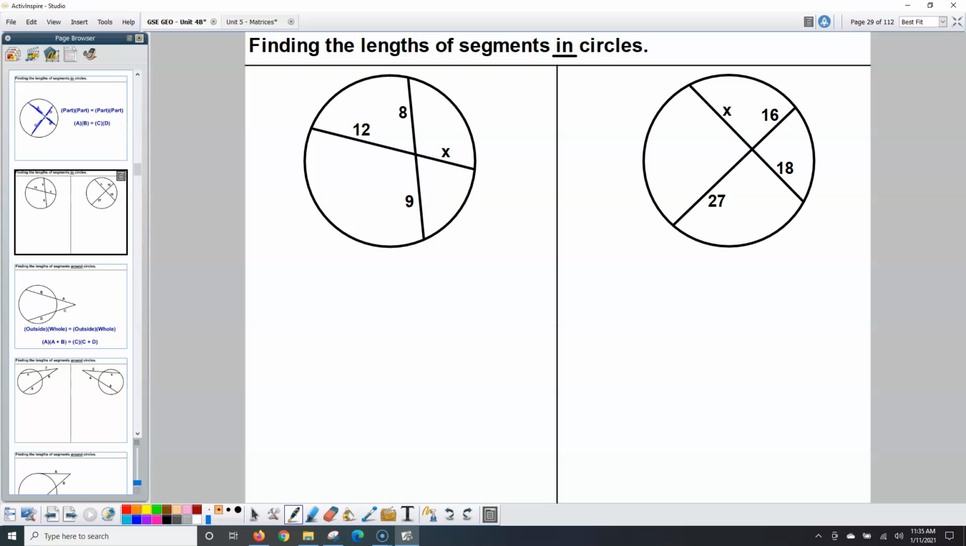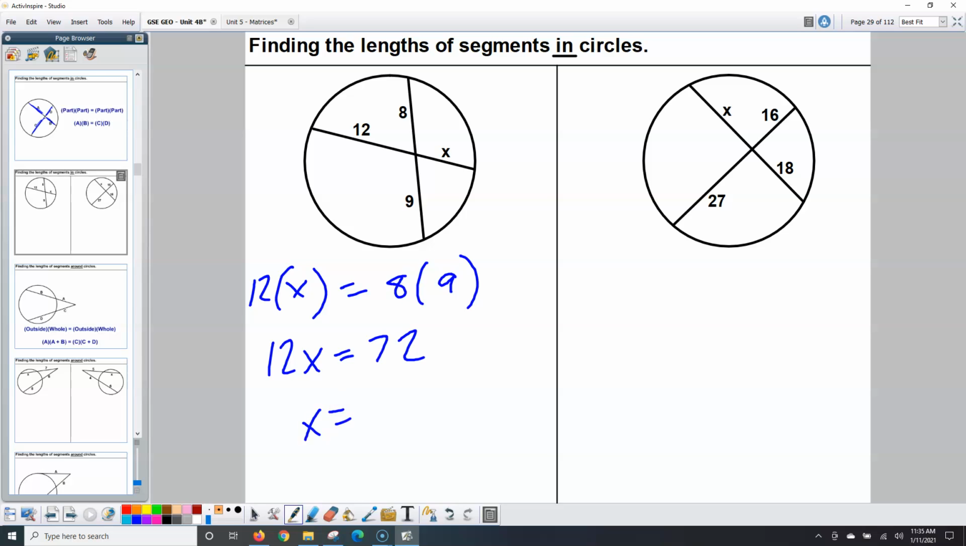So I've got part 12 times part X equals 8 times 9. Part times part equals part times part. That's 12X equals 72. Divide by 12, you get 6.